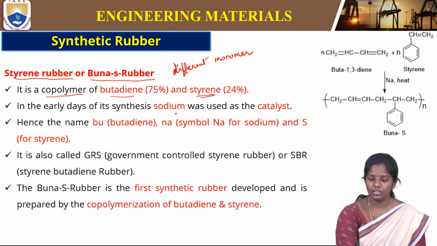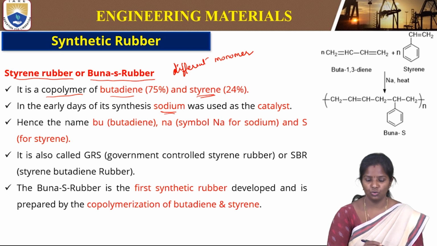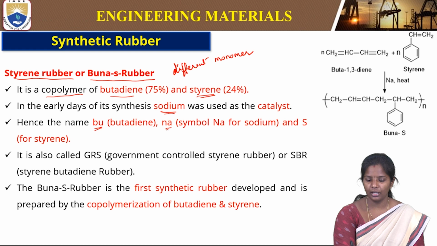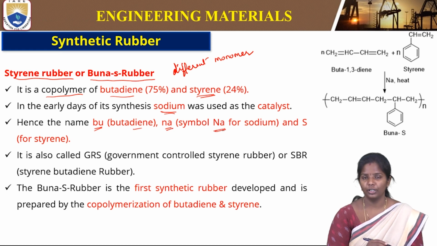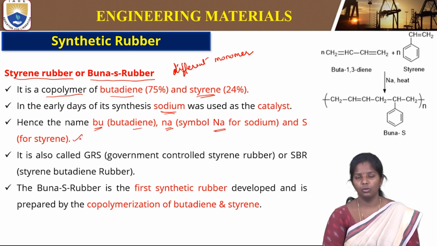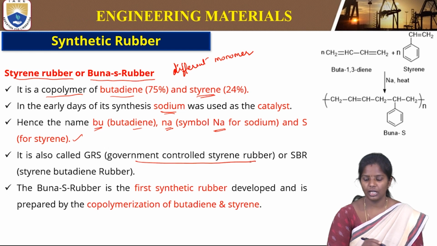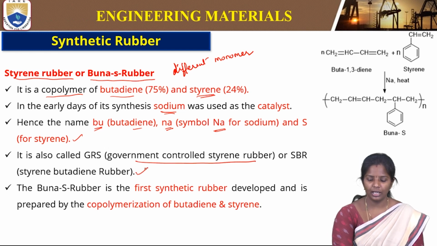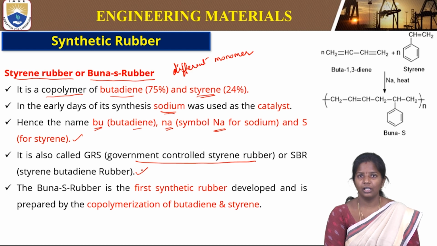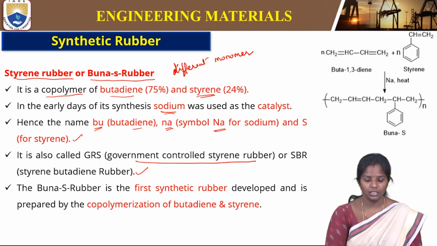In earlier days, sodium was used as a catalyst at high temperature. So the name Buna is nothing but butadiene and sodium that is used, and S is the styrene. This is how the name is obtained. It is also called government controlled styrene rubber or styrene butadiene rubber. These are the different names of Buna S, the synthetic rubber.